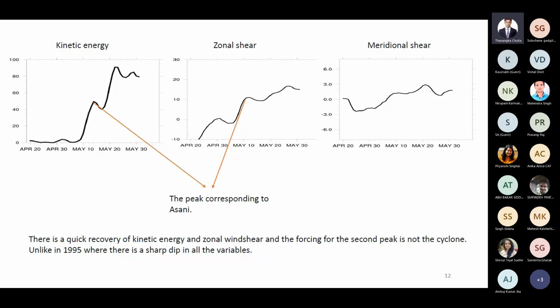There is a quick recovery in kinetic energy and zonal wind shear, and the forcing for the second peak is not the cyclone. That is key. Unlike 1995. I mean, can we really then call it monsoon onset and then there was a long delay? Yeah, that's what I am thinking. I mean, it's not that clear.